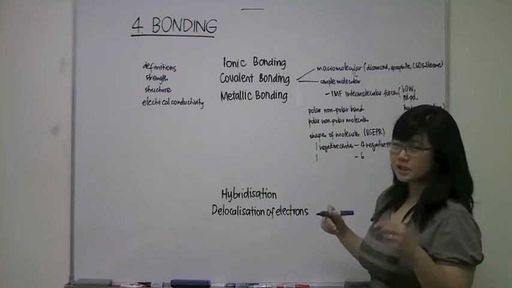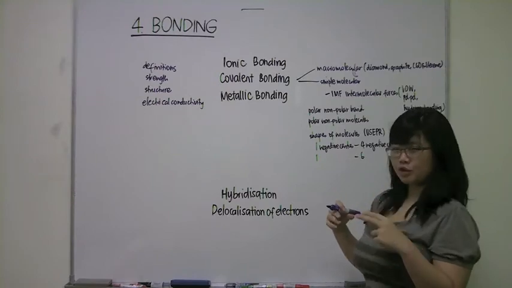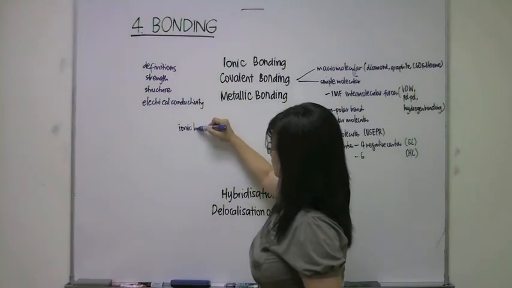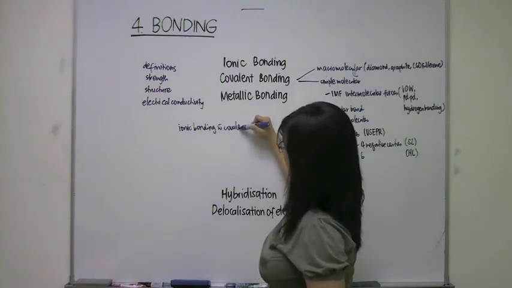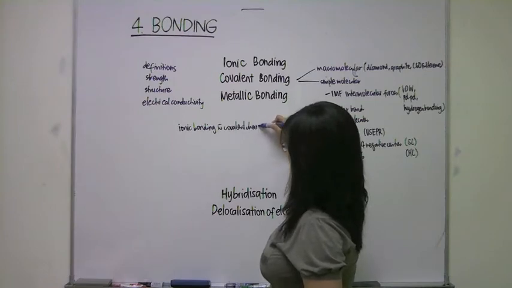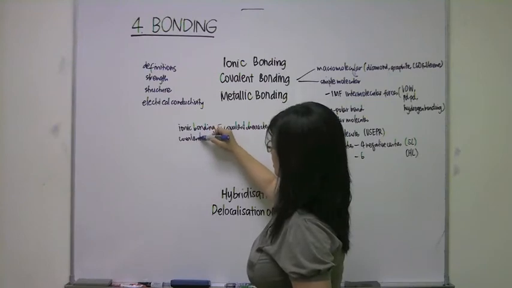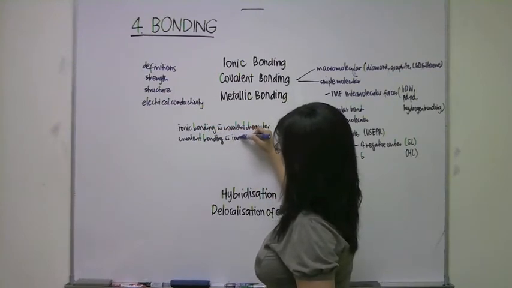You also need to mention a little bit about a mixture of bonding, for example, ionic bonding with covalent character, and covalent bonding with ionic character.